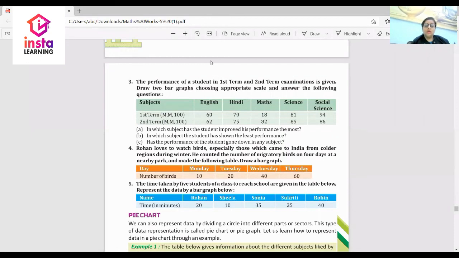Now, third, the performance of a student in the first term and second term examination is given like this. Draw two bar graphs, choose an appropriate scale and answer the following. The maximum marks for each subject are 100. So, in which subject has the student improved his performance the most? It means we have to see the comparison. Like it is 18 and now it is 82. So, it is in maths. Just right here, maths.